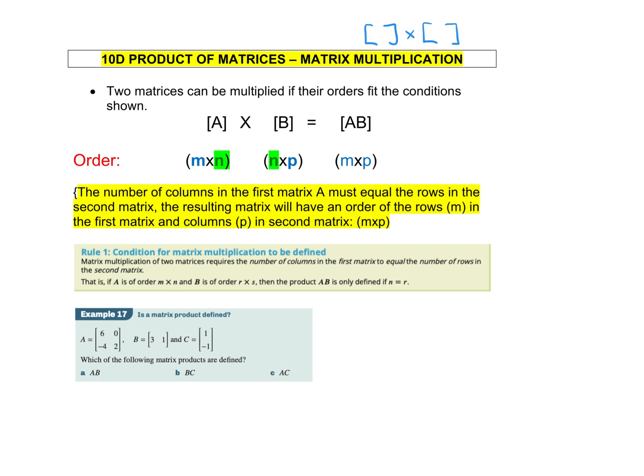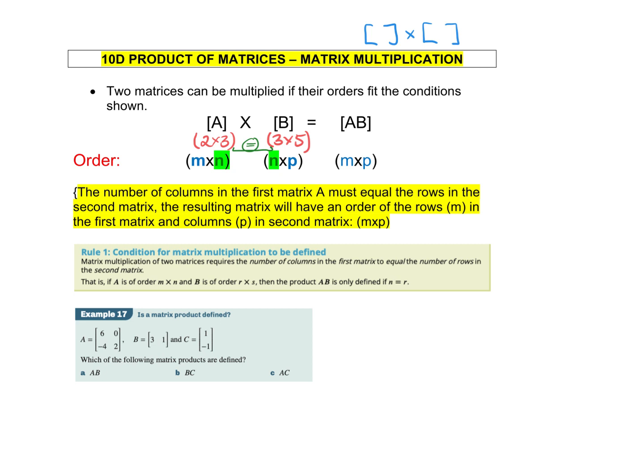So if you have a look up here, I'll just put a little example underneath. Say matrix A had the order of a 2 by 3. If I want to be able to multiply another matrix after that, so matrix A with another matrix, it must have the same amount of rows as that matrix A had in columns. So what I'm pretty much saying is that these two numbers need to be the same. So they have to be equal.